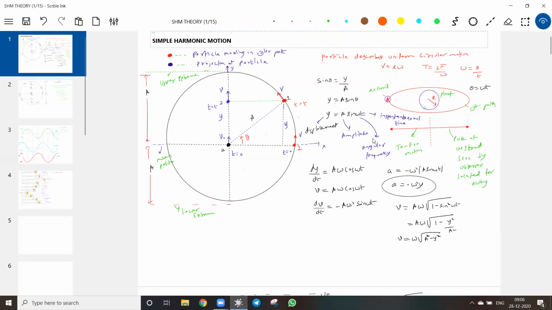What is this T? Time period of revolution of particle revolving in a circular path. Is it okay? Let me put all the things. What is capital T?